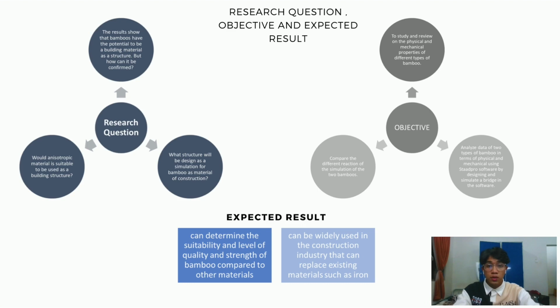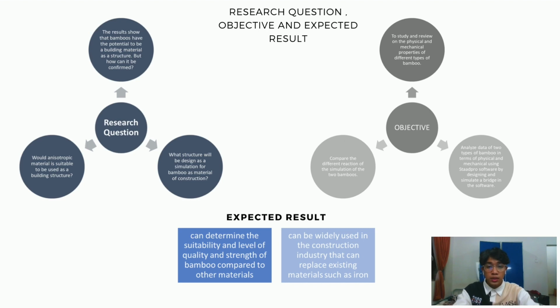Okay, for the objectives from the report, number one is to study and review the physical and mechanical properties of different types of bamboo. Number two is to compare the different reaction of the simulation of the two bamboos. And lastly is to analyze data of the type of bamboo in terms of physical and mechanical using StaadPro software by designing and simulating a bridge in the software.